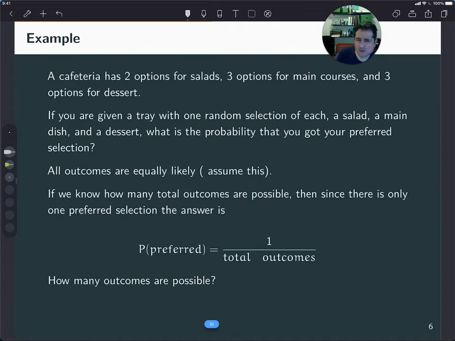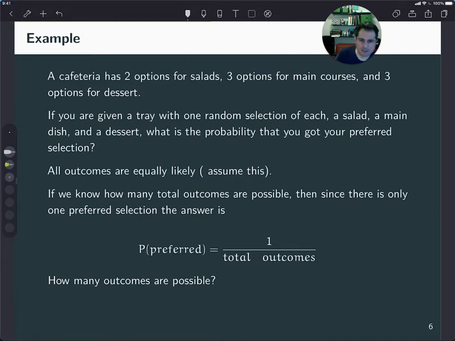So we're going to assume first that all outcomes are equally likely. So it's equally likely that you would get any of the options for salads, any of the main courses, or any of the desserts. If you know how many outcomes are possible, then it's one preferred, the one you want, divided by the total number, right? The problem is how many outcomes are possible.